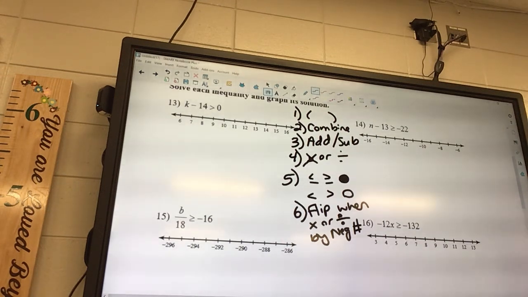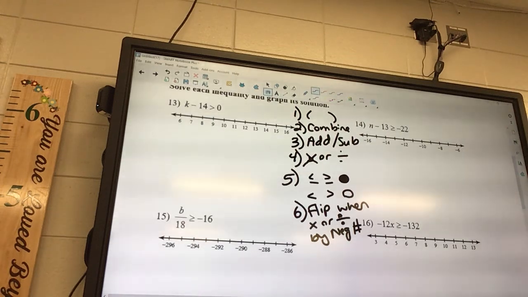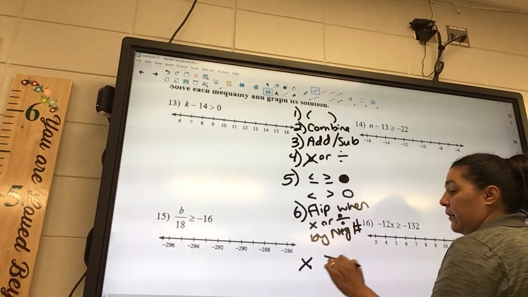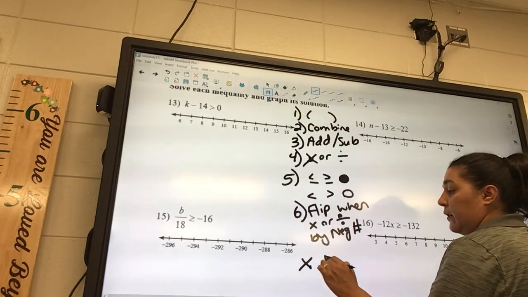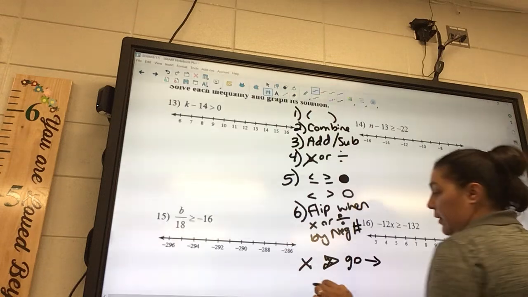I'm trying to think if there's anything else. Boys, stop talking. How do you know which side it goes? So if the alligator is eating the letter, that means bigger, so go to the right.